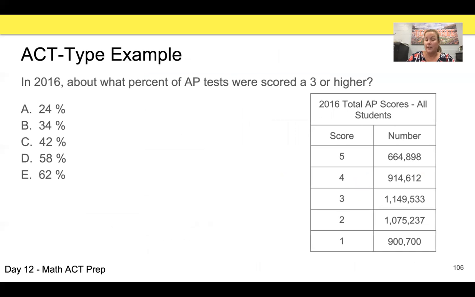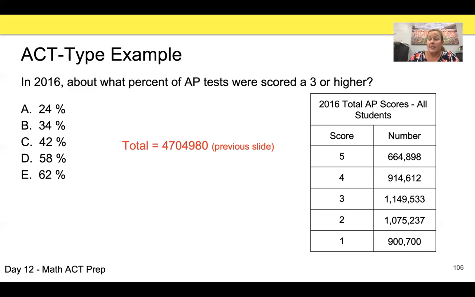Now let's look at our ACT example. Now they want to know how many passed the test period with a 3, 4, or 5. We can actually use the total number of students that took the test from the previous question, so we don't have to redo that again if you wrote it down. So now we just need to add up the number of students that scored a 3, 4, or 5.